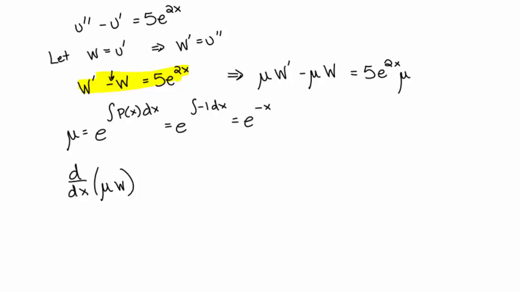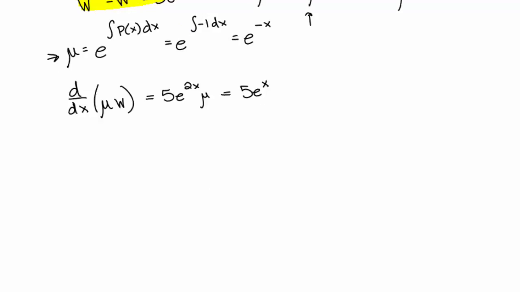Anyway, sorry, it's the derivative of w times mu plus the derivative of mu times w. So actually, that negative mu, if you take a look at mu here, mu is e to the negative x, so the derivative of mu would be negative e to the negative x, which is negative mu. So that is technically the derivative of mu. It's kind of interesting. And so we want this to equal 5e to the 2x mu. We've already stated what mu is, so that's e to the negative x, so that's 5e to the x.